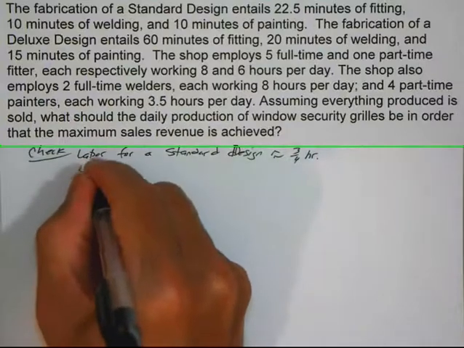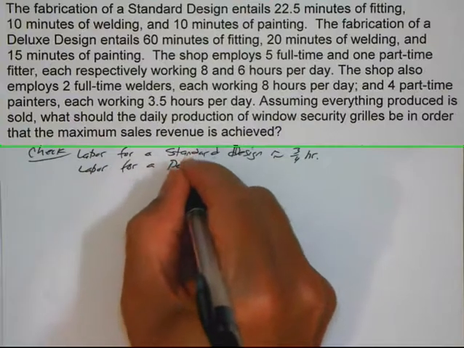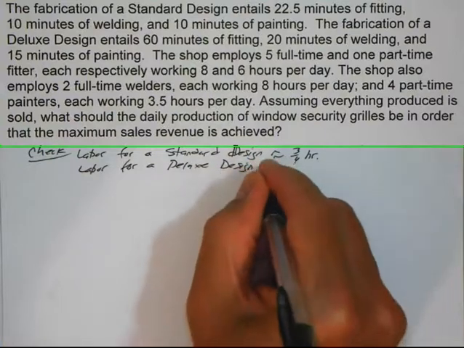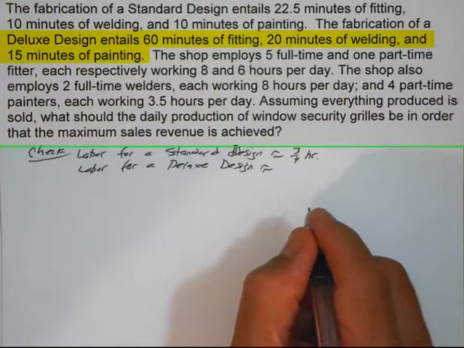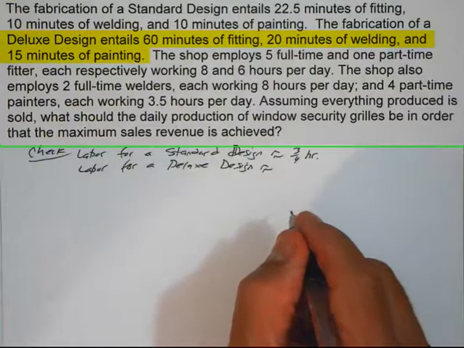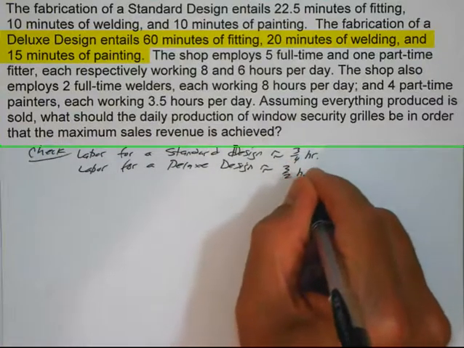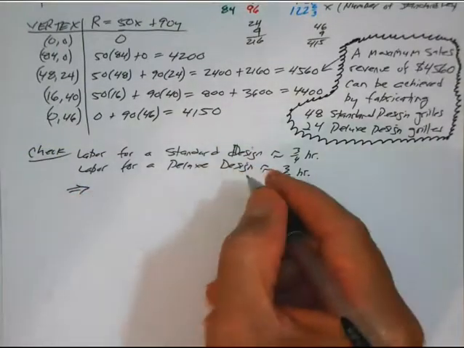Labor for a deluxe design is about equal to, looking back at that deluxe design information, 60 minutes of fitting, 20 minutes of welding, that's 80 minutes, and 15 minutes of painting, 95 minutes. That's about 90 minutes. It's about an hour and a half. So 3/2 hours.